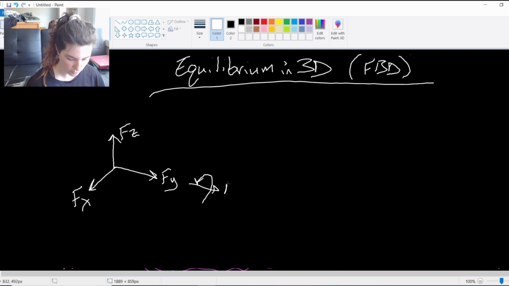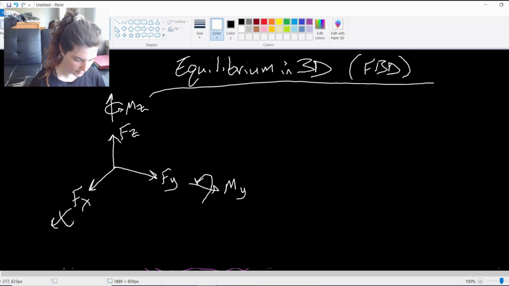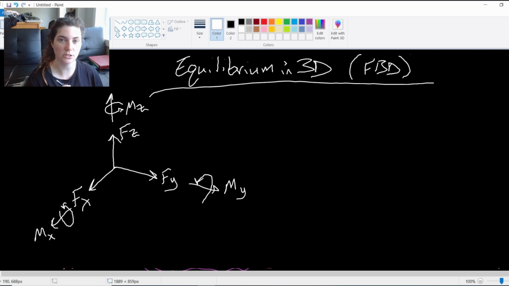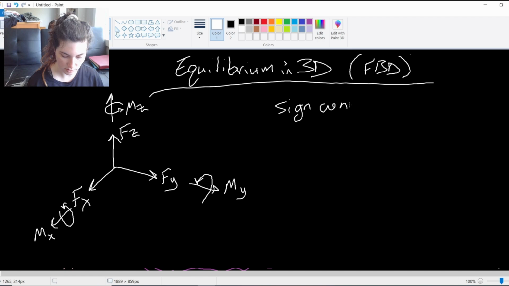right? So this would be the moment about the y-axis. We also have a moment about the z-axis and a moment about the x-axis. And these usually assume the right-hand rule for the direction of rotation, so that your thumb points in the direction of the axis, and the way your hand curls indicates which way the positive moment is going. So that's the sign convention we use. Use the sign convention of the right-hand rule when you're taking these moments.